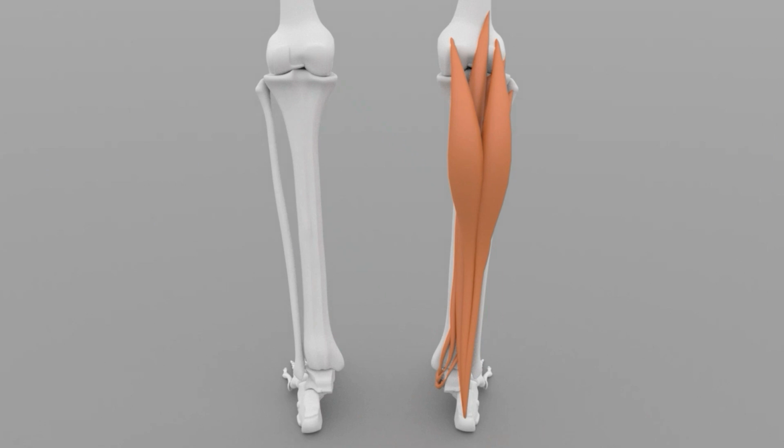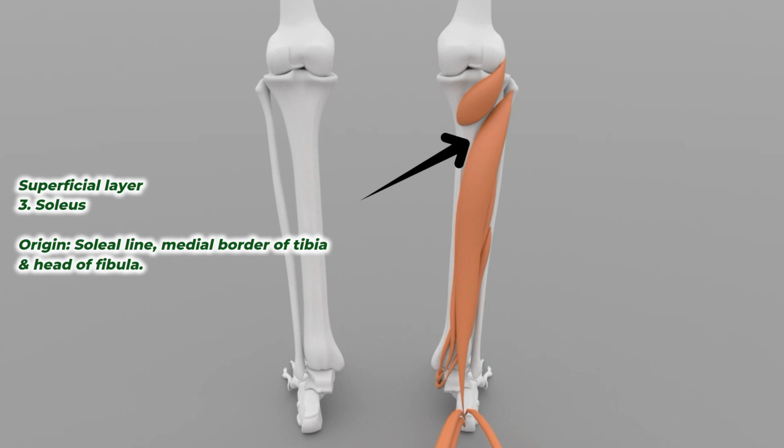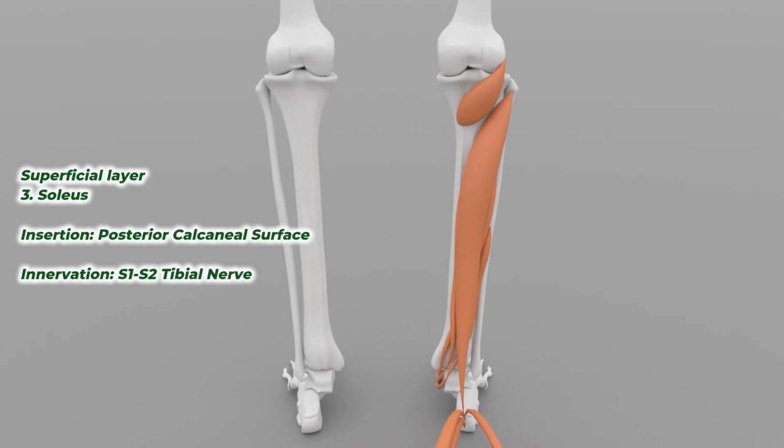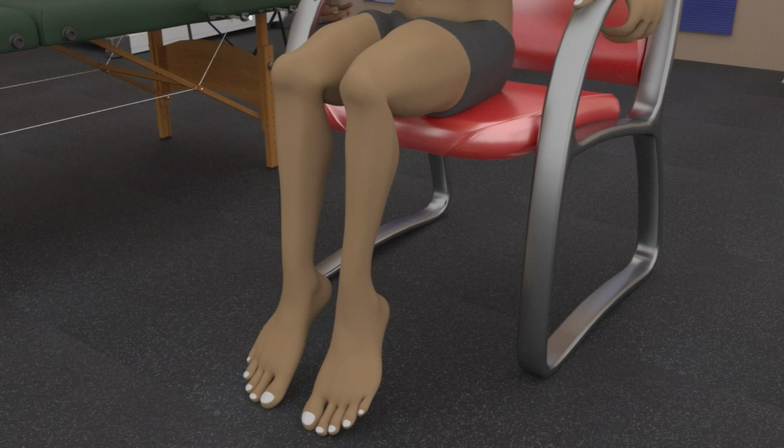The deep superficial muscle of the posterior leg will be the soleus muscle, which originates from the soleal line, medial border of tibia, and head of the fibula. It inserts at the posterior calcaneal surface and is innervated by the tibial nerve of S1 and S2. It performs ankle plantar flexion in knee flexion.